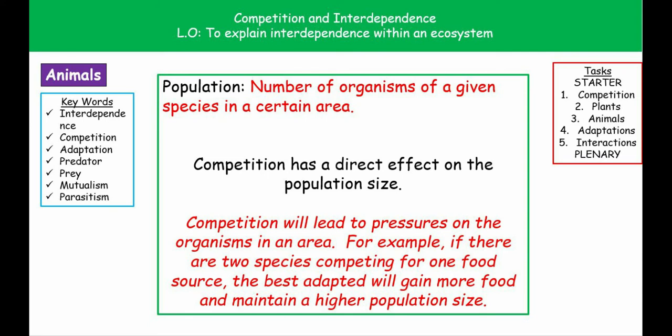If we think about two species competing for a single food source, then obviously there's only a limited amount of food available. The one that's best adapted, and therefore more likely to get the food, is going to survive and keep a higher population size, whereas the less well adapted ones are not going to get much food and are going to start to die out. Some members of that population are going to starve and their population size will decrease. So we've got that direct effect on population size of competition between the species.